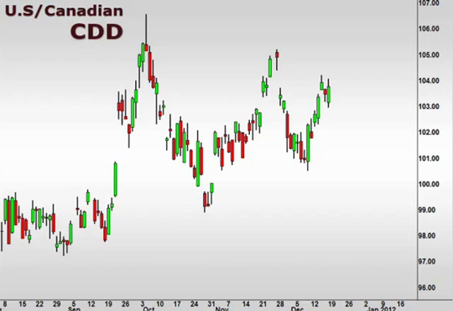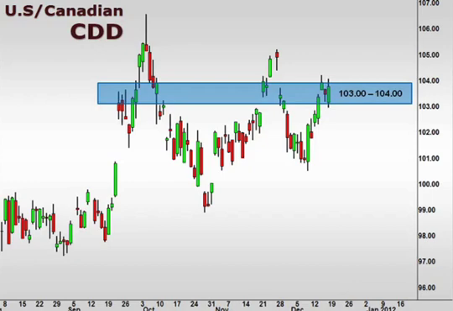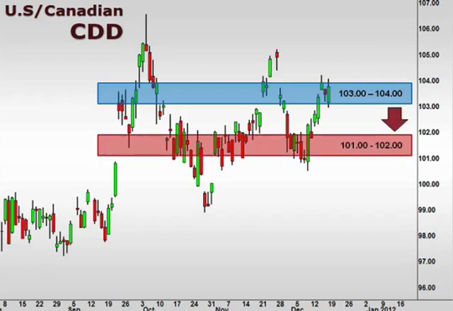Let's take a look at the CDD, the US dollar versus the Canadian dollar. As we can see here, the CDD continued higher last week and spent the last few days consolidating within the 103-104 resistance level. Now, a break above 104 should signal a continuation to the upside. A break below 103 opens the window for a retracement down to the 101-102 focal zone for support.